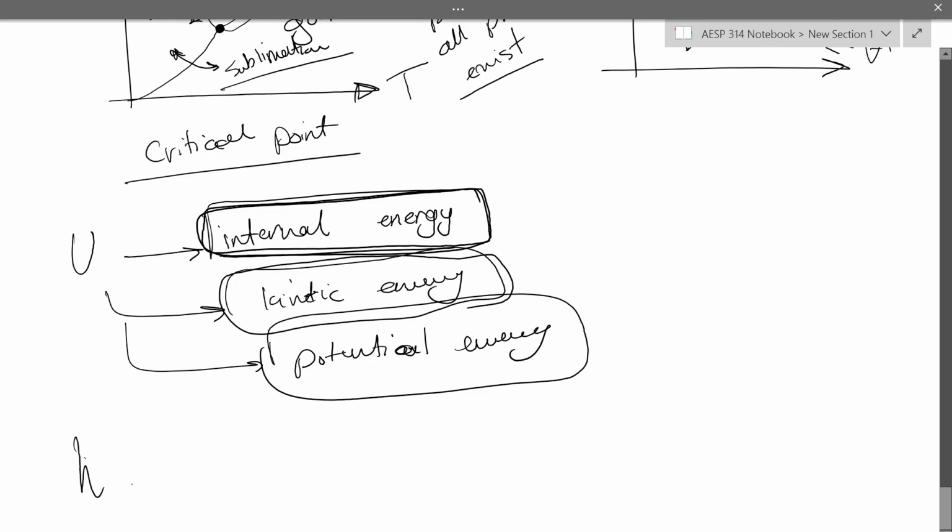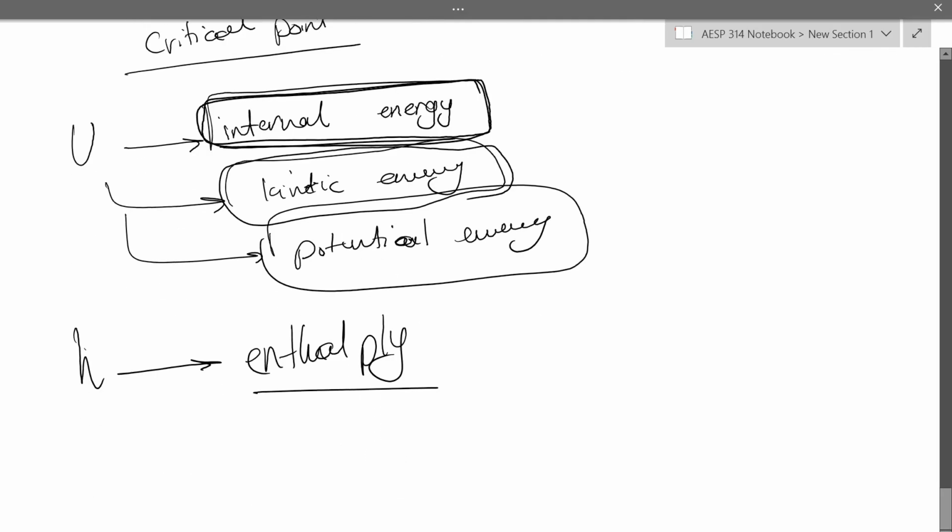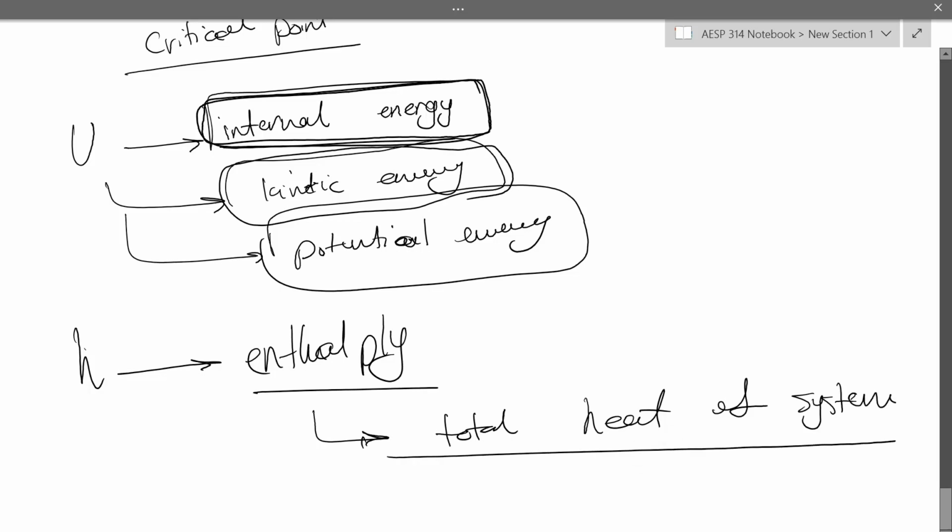And the other property we want to introduce is called enthalpy, which is a thermodynamic quantity equivalent to the total heat of the system, the heat content of the system. These two play a very important role in any thermodynamic analysis. So far we have pressure, volume, temperature, internal energy, and also enthalpy.